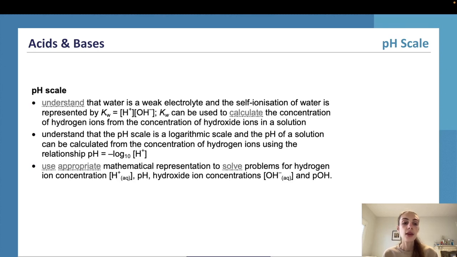And then finally, we've got to use appropriate mathematical representations to solve problems for hydrogen ion concentration, so that being H+, pH, hydroxide ion concentration, so OH-, and pOH.